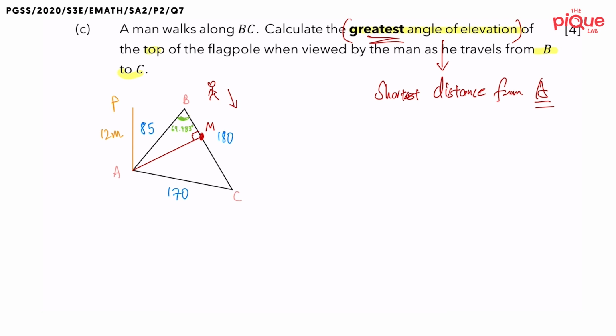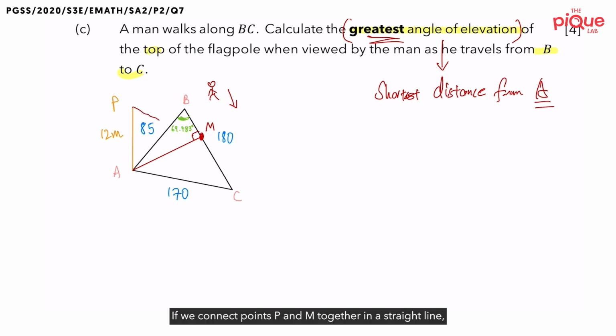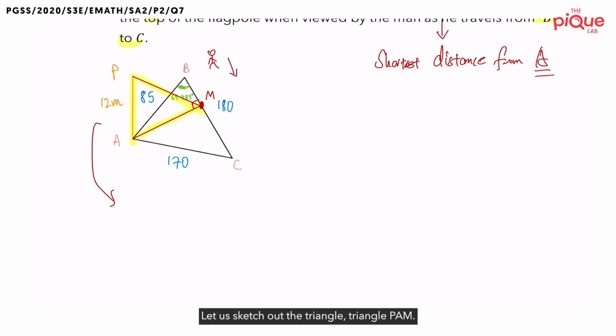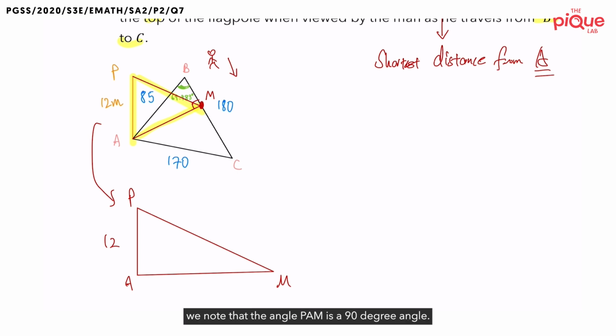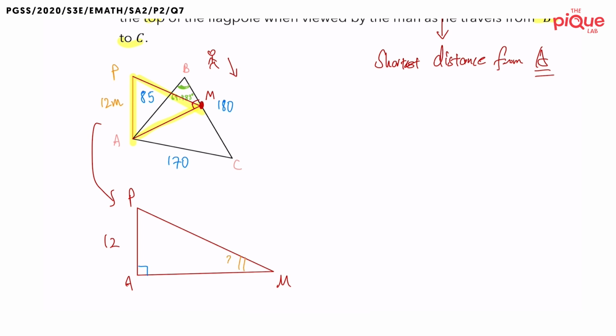obtained. If we connect points P and M together with a straight line, we will obtain a very nice triangle as shown. Let us sketch out that triangle PAM. Since the vertical flagpole is placed on a horizontal ground, we note that the angle PAM is a 90-degree angle. Now, where is the greatest angle of elevation in this triangle? It will be at angle AMP.